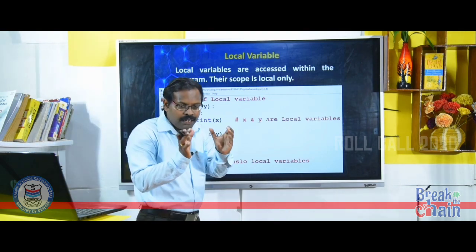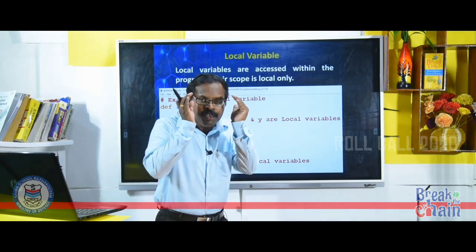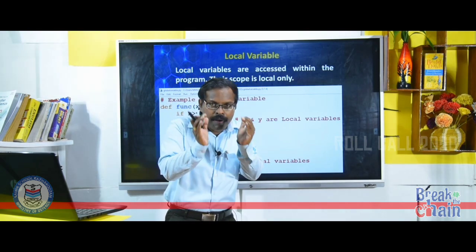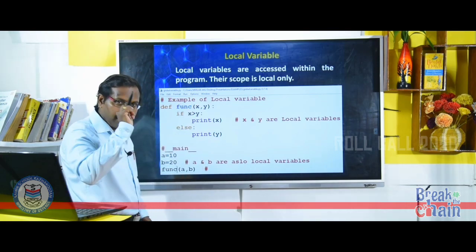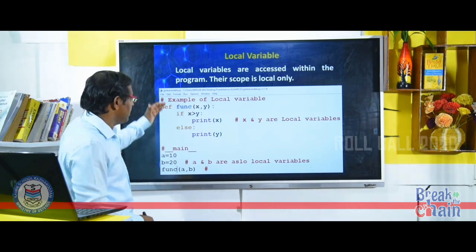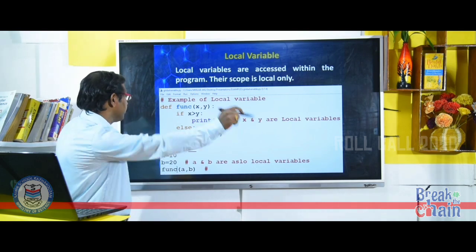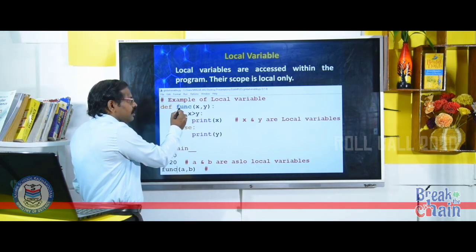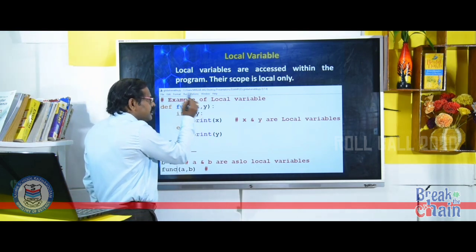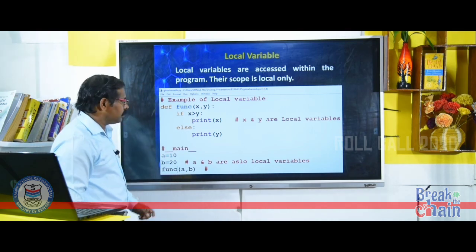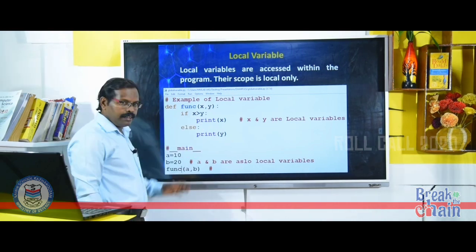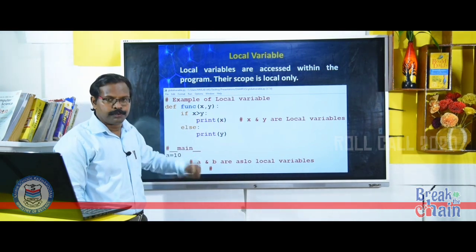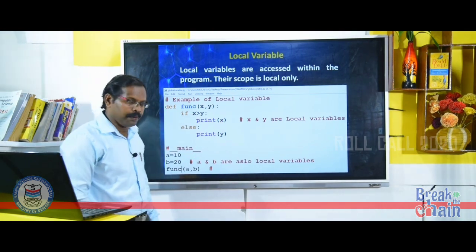That means a variable, when you declare in some function, can be used only in that part of the program. Hence, it is called a local scope. Look at this program. There is a function fun(x, y) that I have declared. It prints x or y: if x is greater than y, x will be printed, otherwise y will be printed.